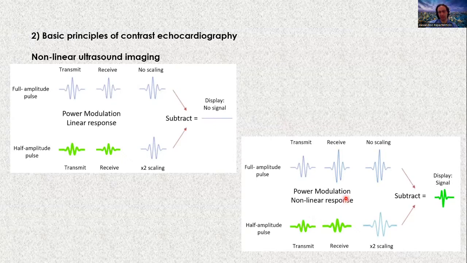If we look at a reflector with nonlinear response, then the transmitted pulse is full amplitude, and we receive a pulse which is completely different from what we transmit, because the response is nonlinear. The same applies to the half amplitude pulse. So we receive a different pulse in terms of shape and amplitude, which again is scaled, because our ultrasound machine can understand where this ultrasound wave is coming from. So it's scaled again by the same process. When we subtract one from another, we get some signal because they're not identical, so they're not cancelled out.